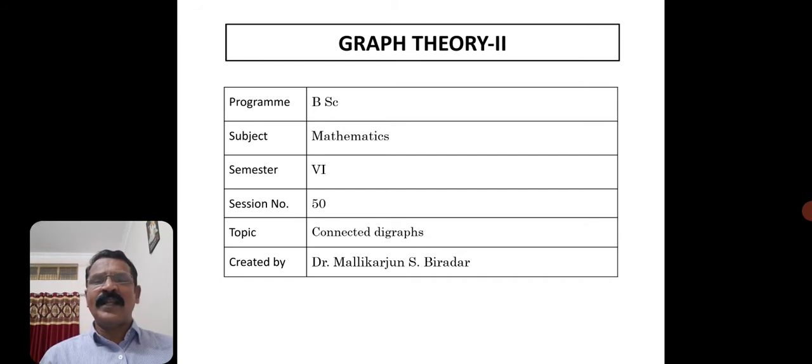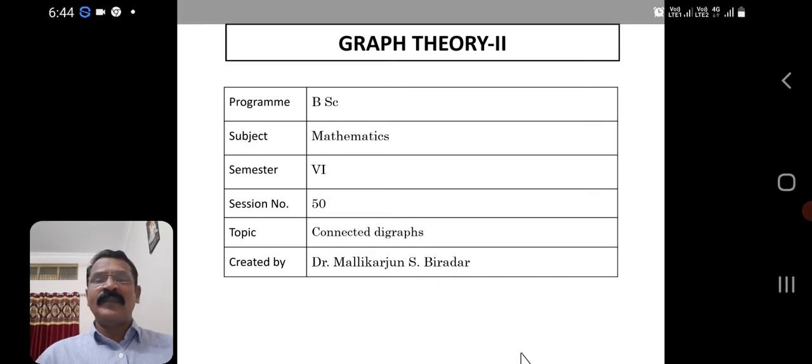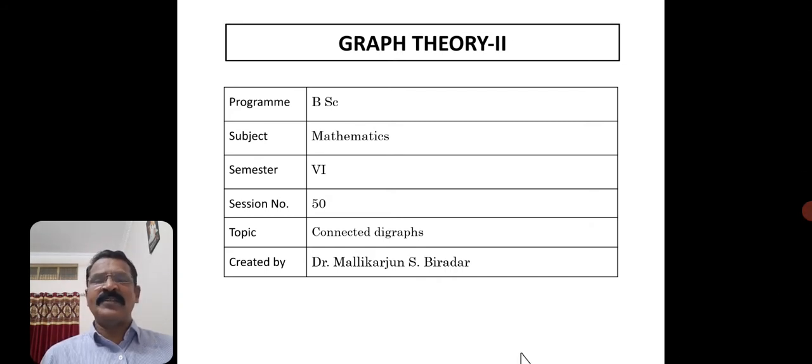In the case of undirected graphs, what do you mean by a connected graph? A graph is said to be connected if every pair of its vertices are connected. What does it mean for every pair of vertices to be connected in an undirected graph? If there is a path between every pair of vertices, then those two vertices are connected. If every pair of vertices are connected, then that graph is said to be a connected graph. But what is the difference between connected digraphs and connected graphs? That we will see here.